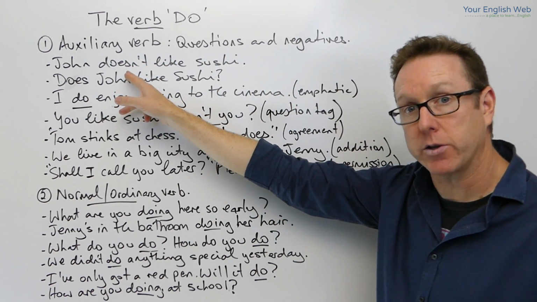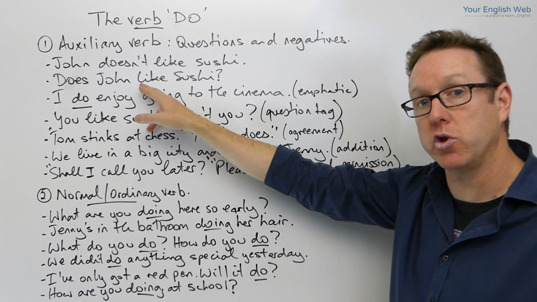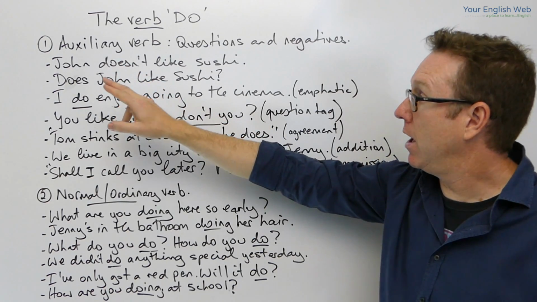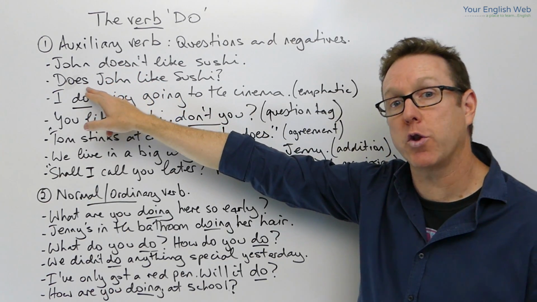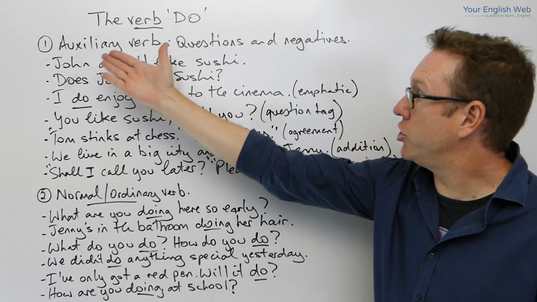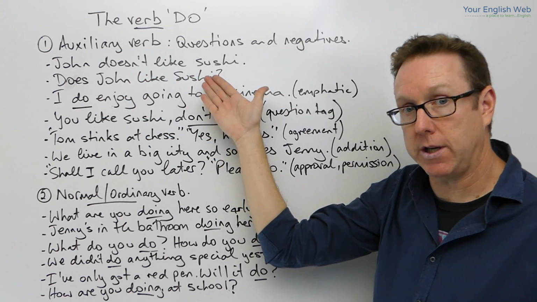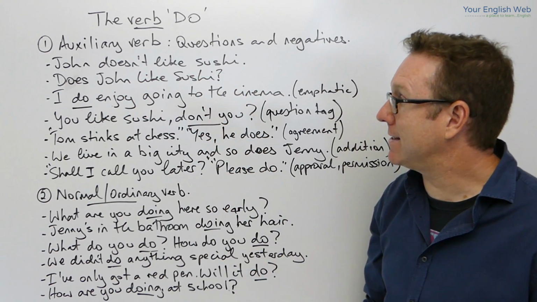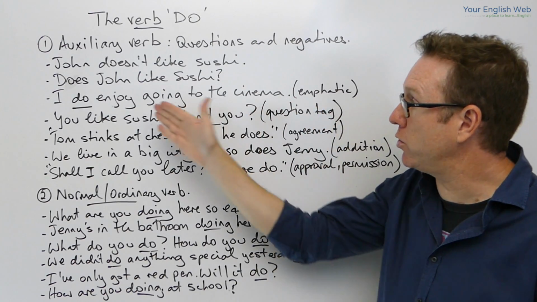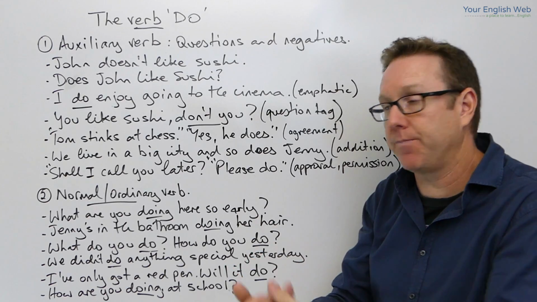John doesn't like sushi, and does John like sushi? So the use in the negative and the use in the question of the verb. Fairly clear. John doesn't like sushi. Does John like sushi? Now, the next example is for emphatic use, and we use it in front of another verb, for example, to show that emphasis.